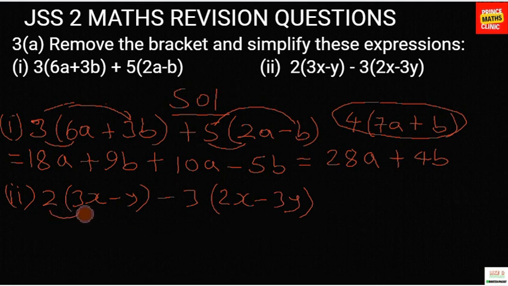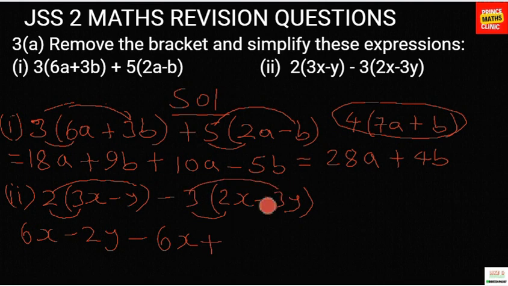So let's go again. 2 times 3 is 6, remember x. Now minus, you put the minus, then you take the 2 multiply y, you get 2y. Then you take the negative 3 multiply 2x here, so that gives us minus 6x. Then you take the minus multiply the minus, it turns to plus. Then the number 3 times 3 is 9. Then you put your y.